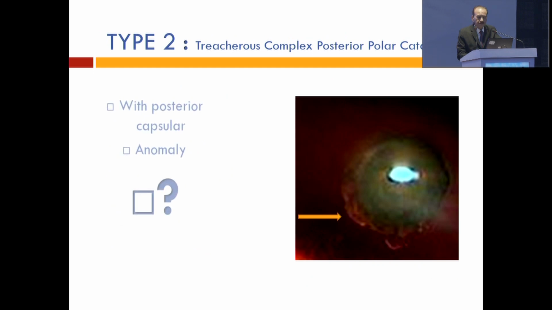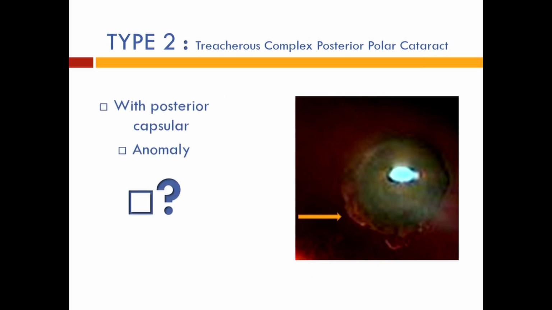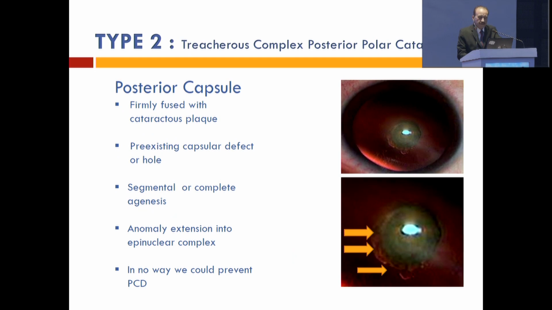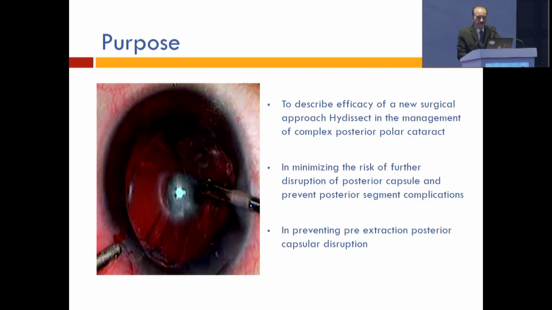But what about the treacherous complex posterior polar cataract with posterior capsular anomaly? It means the posterior capsule is firmly fused with the cataractous plaque. There is a pre-existing capsular defect or hole. There could be segmental or complete agenesis of the posterior capsule. There could be an anomaly extending into the epinuclear complex. And in all these cases you cannot prevent the posterior capsular disruption. Posterior capsular disruption has to take place in all these cases.